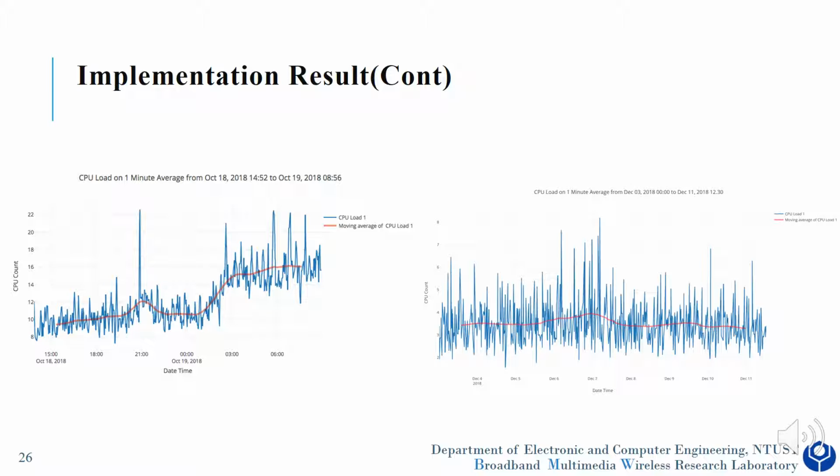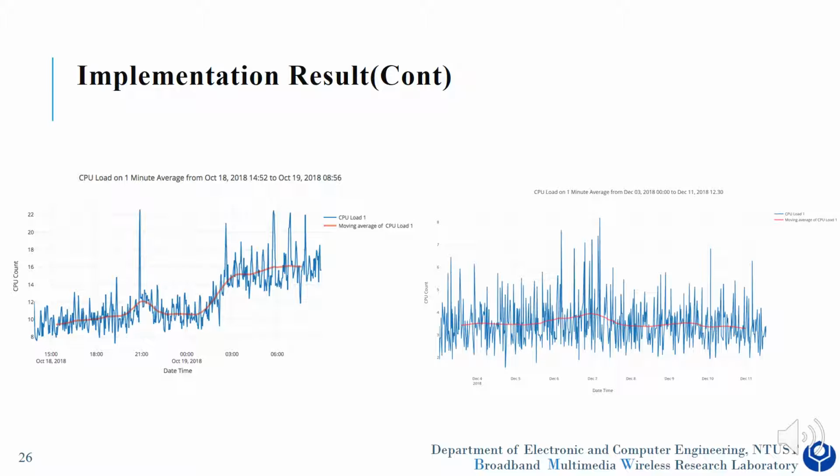This red line is the moving average value. What a moving average value is, it calculates the average of 100 data points and represents it as a dot. So statistically, the trend of the graph itself can be visualized.